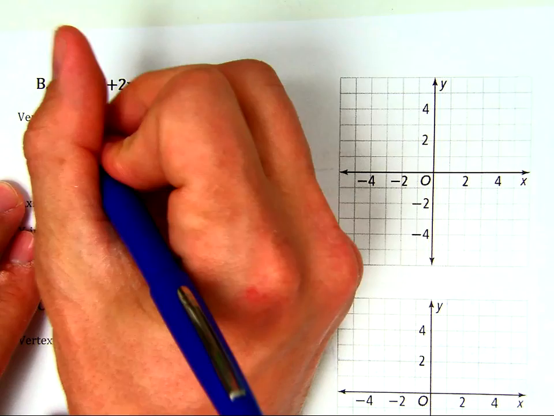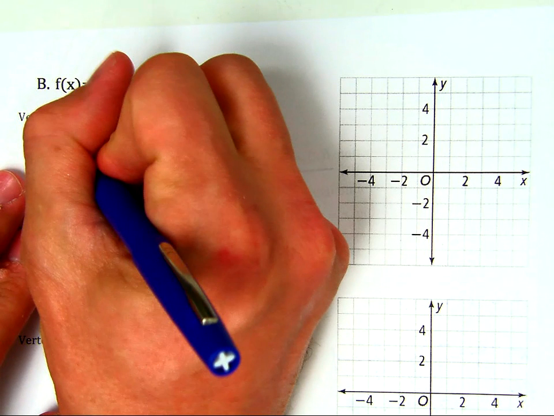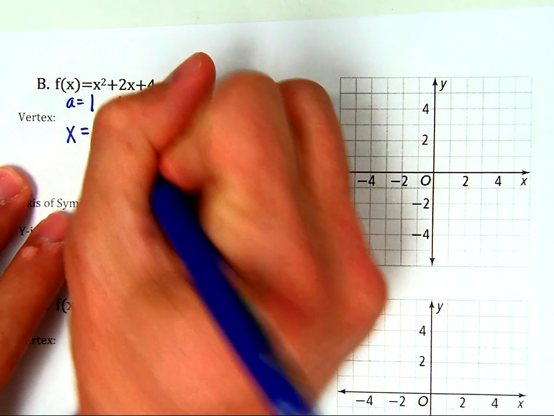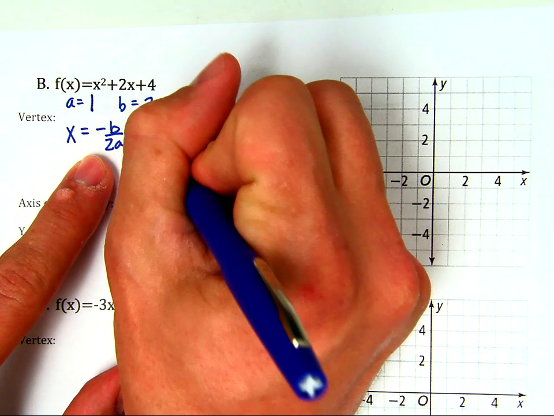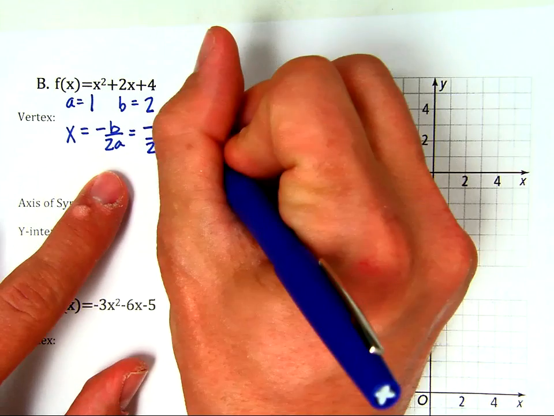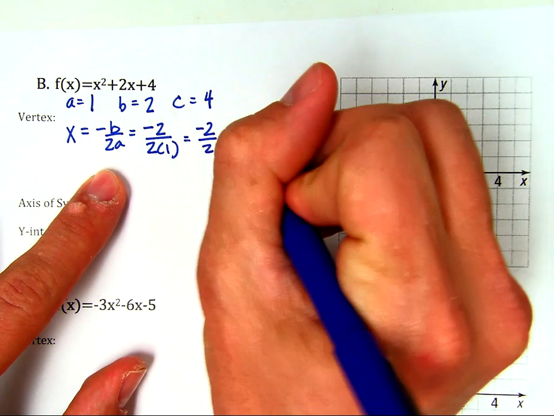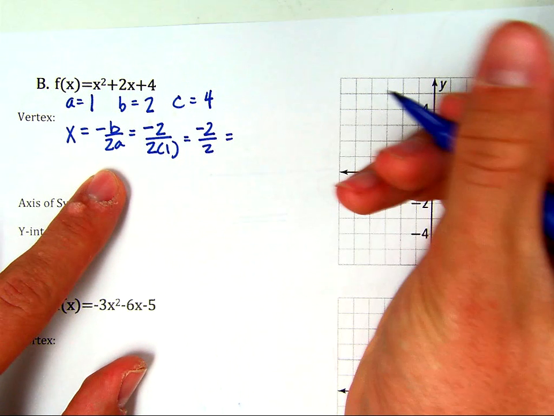So to find the vertex, we use the formula x equals negative b over 2a. So that's going to be negative 2 over 2 times 1. It's negative 2 over 2. I divide those, and I get negative 1.